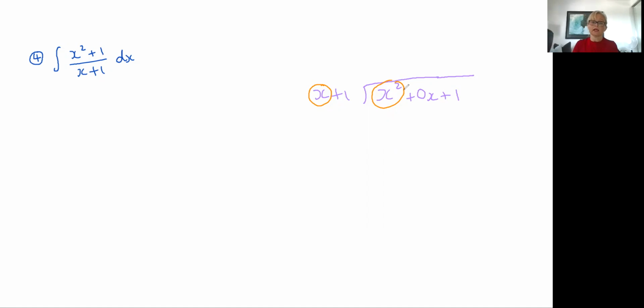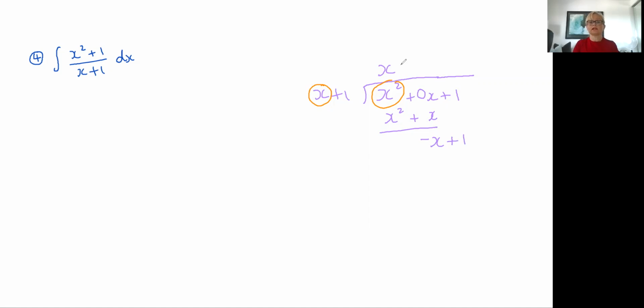This will just ensure that we get our subtractions and everything correct. All right, x squared divided by x is x. x times x is x squared. x times 1 is 1x. Now, if I didn't have my 0x there, there's the potential that I could make a mistake at this stage. So we want to eliminate as many possible opportunities to make an error. 0x minus x is minus x, and we bring down our plus 1.